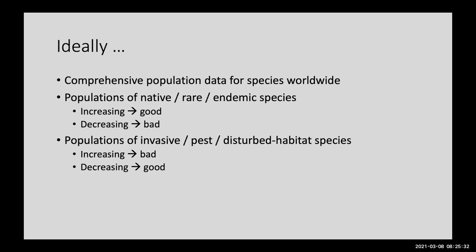Or for invasive species or pest species or species associated with disturbed habitats, well, if they're increasing, that's bad. And if they're decreasing, it's good. And the funny thing is, classifying these species as good versus bad or desirable versus undesirable is place specific. So for example, there's a pine tree in the western United States that's restricted to this one tiny range in California. And there it's an endemic species and it is a species of considerable conservation concern. But it was taken to southern South America as a timber tree. And there it's a terrible invasive species. So right away we see that these population data and these indicators that we might develop have to be specific to individual places.